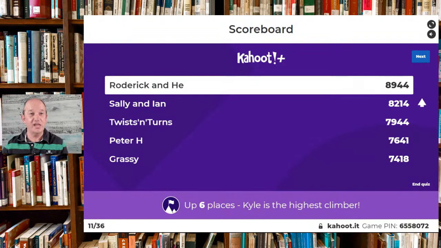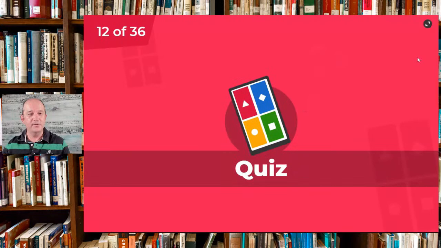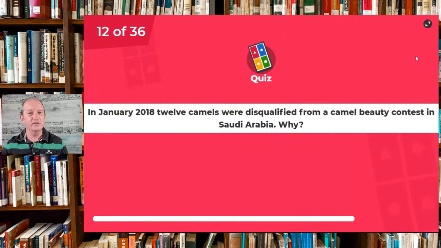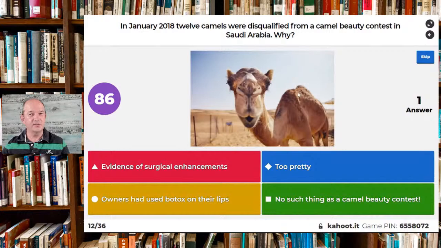And believe it or not, there was a beauty contest for camels held in Saudi Arabia. But 12 of the camels were disqualified. Why would that have been? So January 2018, 12 camels disqualified from a beauty contest. But why? Was it because there was evidence of surgical enhancements? Was it because they were too pretty? Because the owners had used Botox on their lips, or there's actually no such thing as a camel beauty contest.